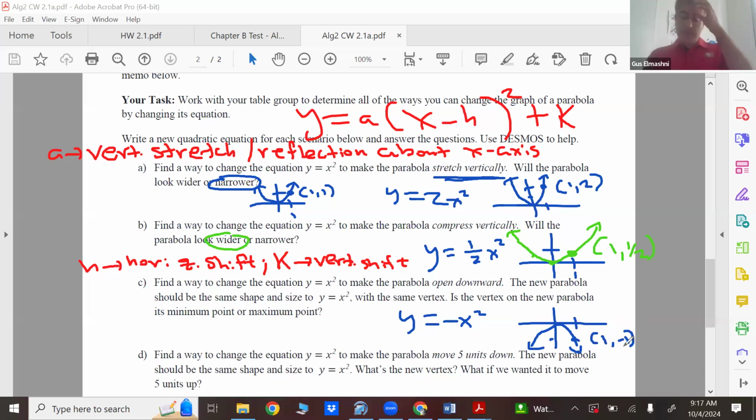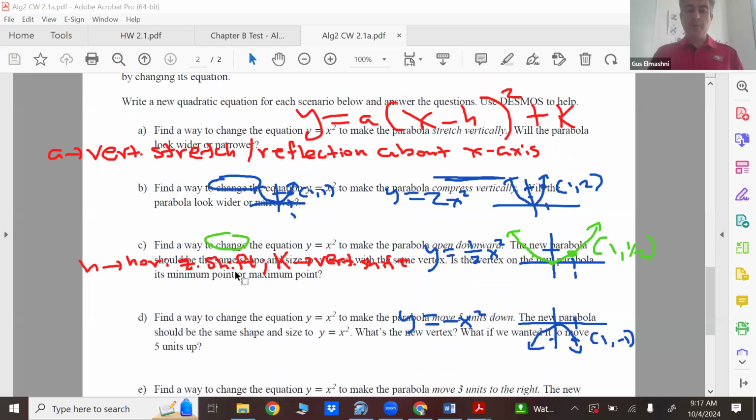So you can see what A is doing. A is either making the graph narrower, wider, or flipping it over. So those are three things that A will do, right? That's the function of A in front of the parentheses, or in front of x squared. Okay, question on that one?